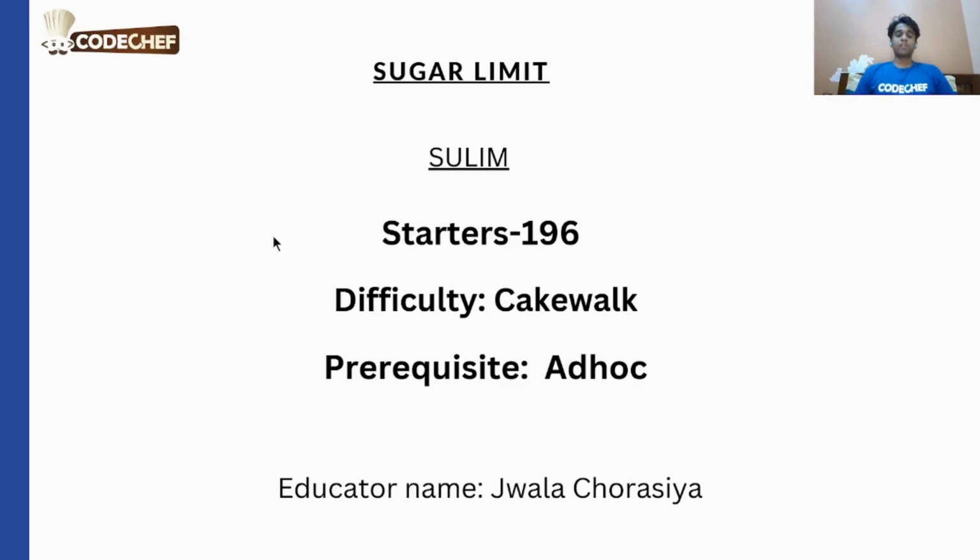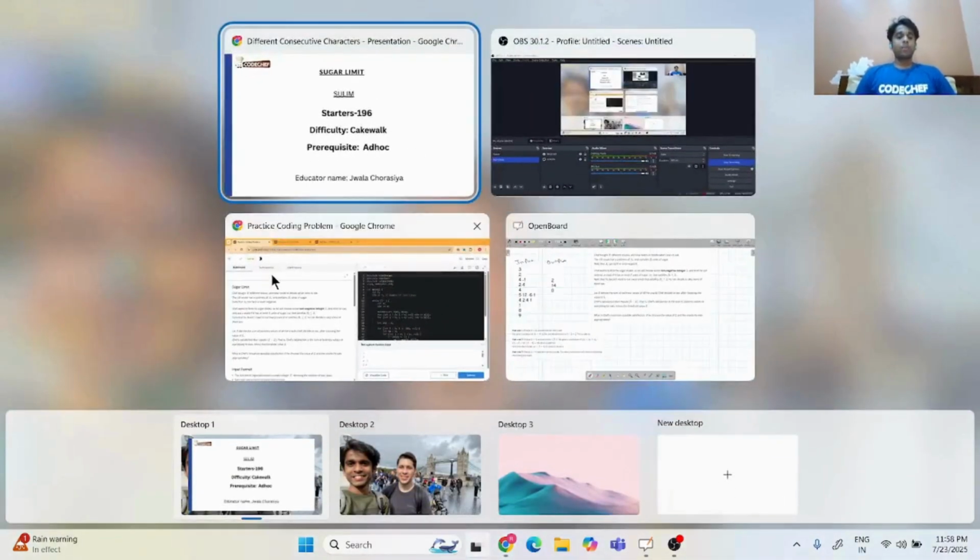Myself Jola Chorasi and today we are going to solve the problem which came into Starters 196. The name of the problem is Sugar Limit and the problem code is SULIM. The difficulty rating of the problem is cakewalk and the prerequisite is headoff. Let's start with reading the problem statement over here.